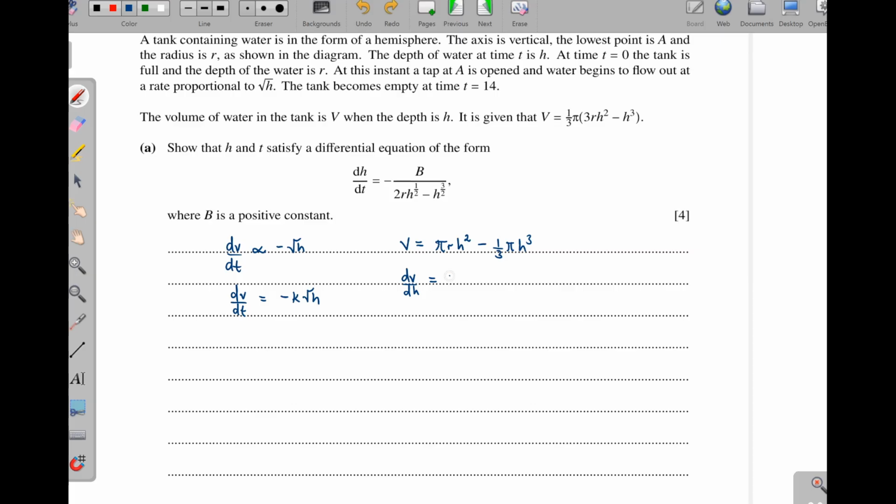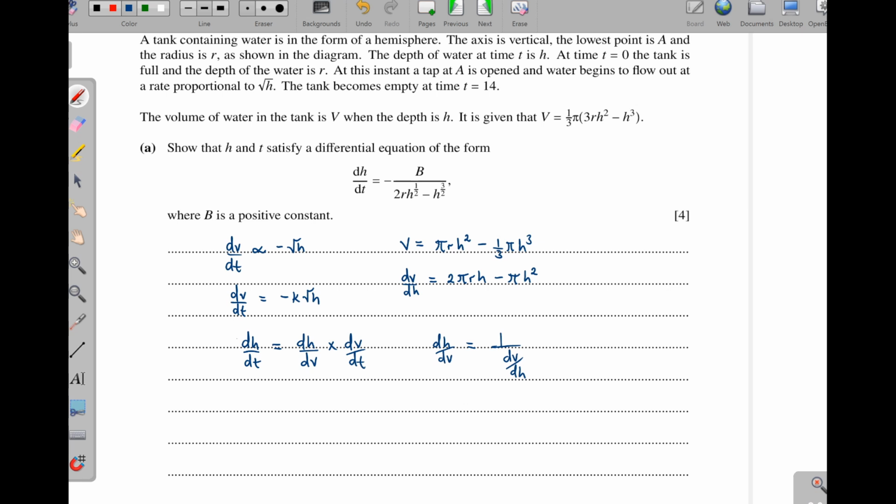So dV/dh will be equal to 2 pi r h. You drop the power and then you reduce it by 1. Then we differentiate this one here. When the 3 comes here, it will multiply with a third, and that one disappears. Then we have pi h squared. Now here, we are finding dh/dt. Using the chain rule, dh/dt shall be equal to dh/dV times dV/dt. But then dh/dV is going to be 1 over dV/dh.